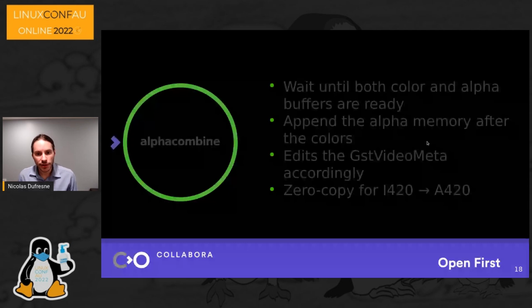So we'll wait until the color and the alpha buffer are ready. Then we would append the memory together. You have to know that GstBuffers are containers for GstMemory. GstMemory are blocks of data. And we basically represent a virtual single memory group.